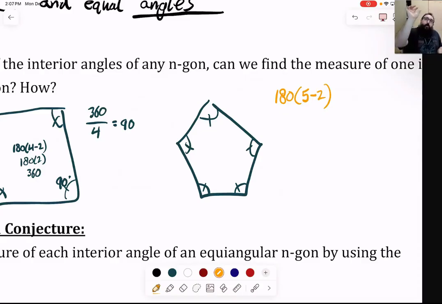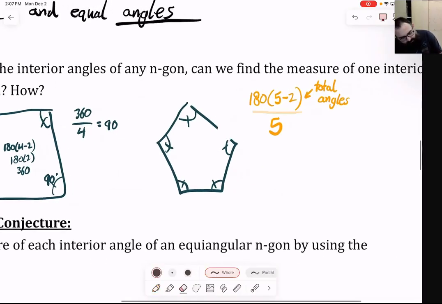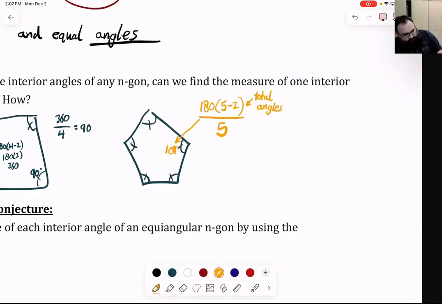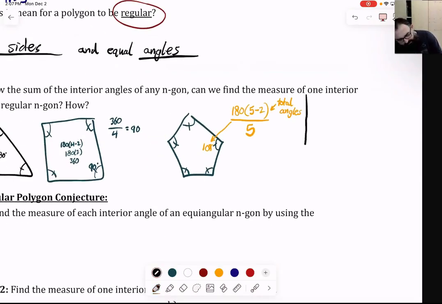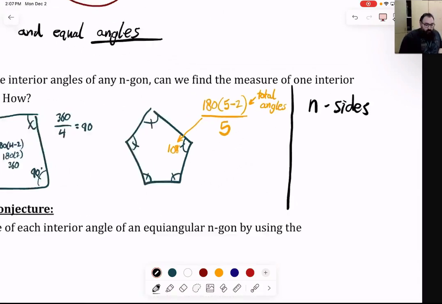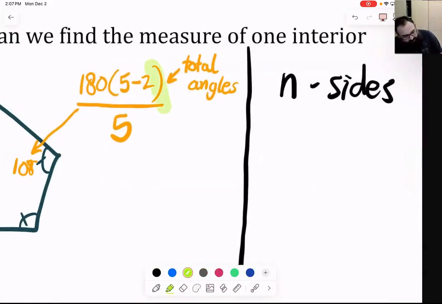Now, what do I do with that total? Because this is going to give me the total angles. What would I divide by? 5. And that would give me, I think it's like 108 or something like that. What if I had n sides? So I'm not going to draw it because it's just, what if I had any number of sides, n sides? What would this turn into?